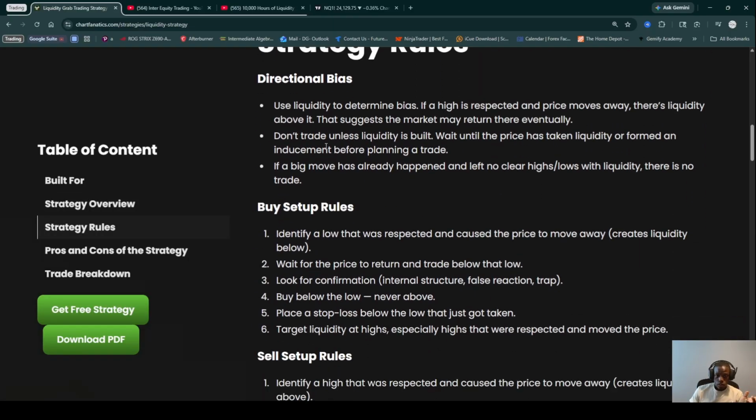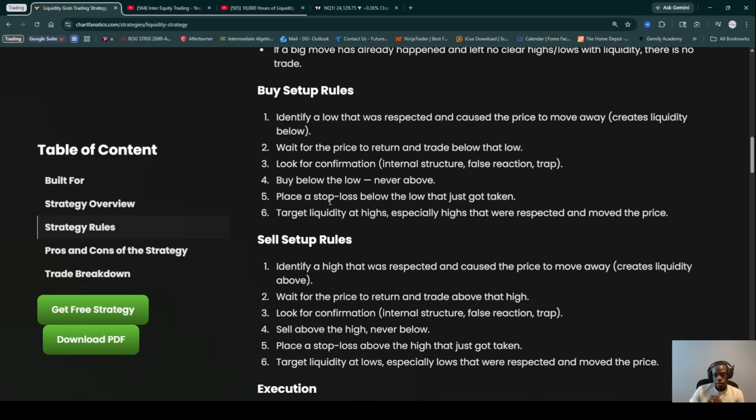The strategy rules: direction of buys. Use liquidity to determine buys. If a high is respected and price moves away, there's liquidity above it. That suggests the market may return there eventually. Bullet point number 2: don't trade unless liquidity is built. Wait until the price has taken liquidity or formed an inducement before planning a trade. If a big move has already happened and left no clear highs or lows with liquidity, there is no trade.